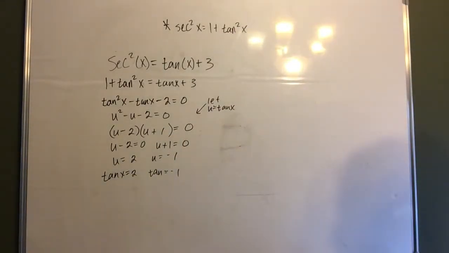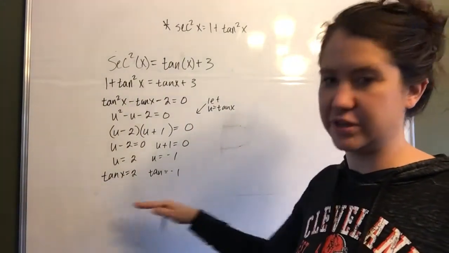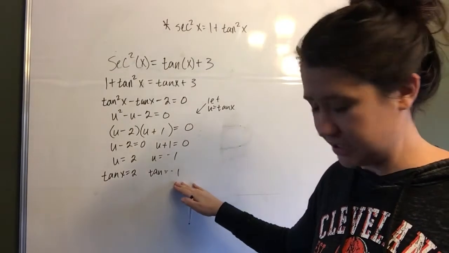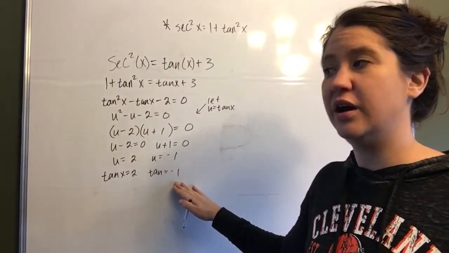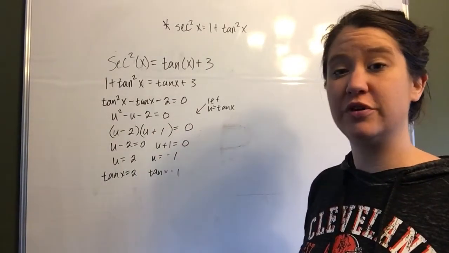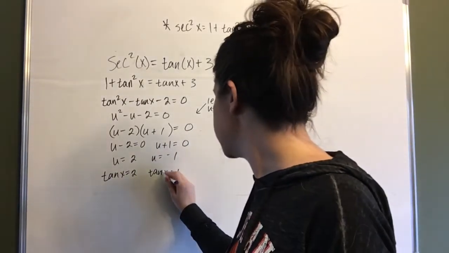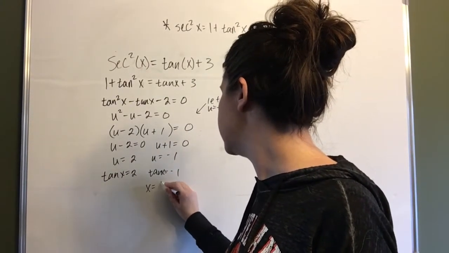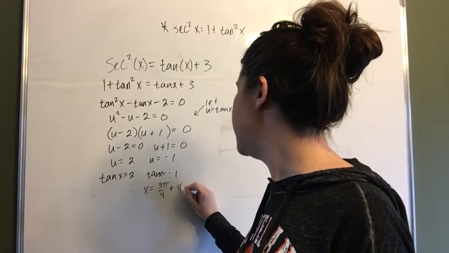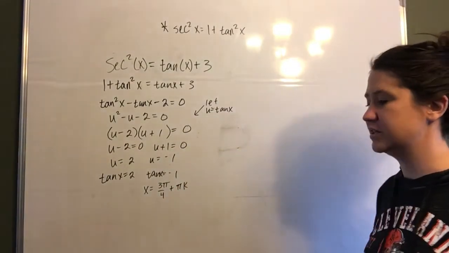So now, if you look at these, think to yourself, can you use the unit circle for either one of these? We can use the unit circle here for tangent equals negative 1. That happens at, what, 3 pi over 4 and 7 pi over 4. But since it's tangent, oops, I forgot my x, we can just say that x is going to be 3 pi over 4, just take one of our answers, and add on pi k, right? Because that would give us the next answer and then all of the rest of the potential answers.